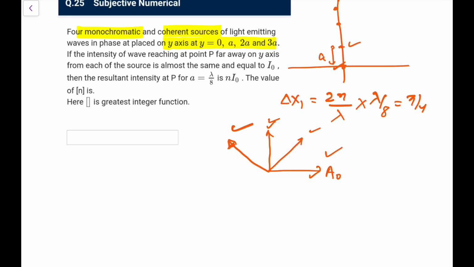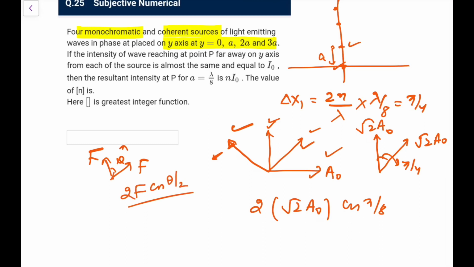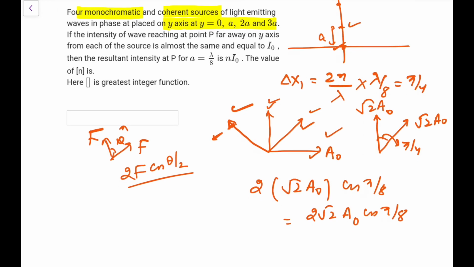Let's say these two will have a resultant of root 2 A naught, and these two will have a resultant of root 2 A naught, and now both will have an angle pi by 4. So the resultant amplitude would be the sum of these two, which are both equal, so I can directly write 2 times root 2 A naught into cos of angle by 2. You remember, if you have two forces F and F at an angle theta, the resultant is at the midpoint, and that would be equal to 2F cos of theta by 2. I am using this. So it comes out as 2 root 2 A naught cos of pi by 8. Now this is a tricky one, cos of pi by 8. You people might be remembering this. So this is the amplitude.